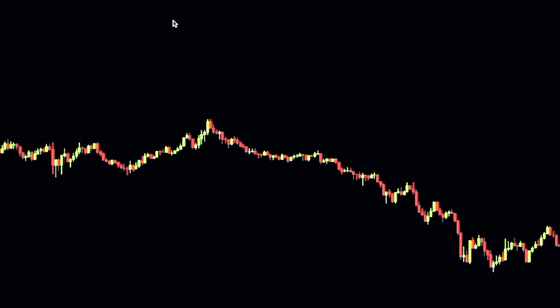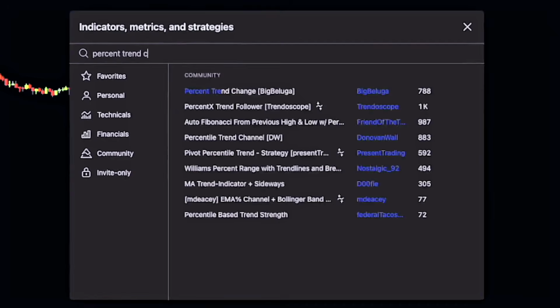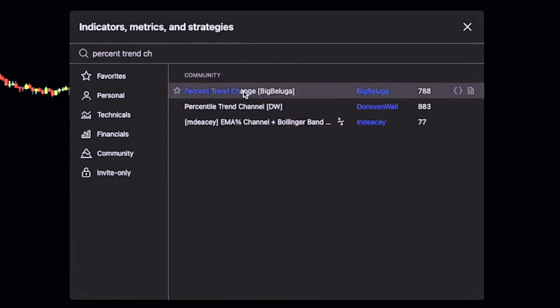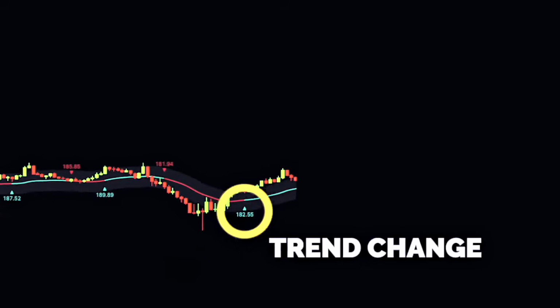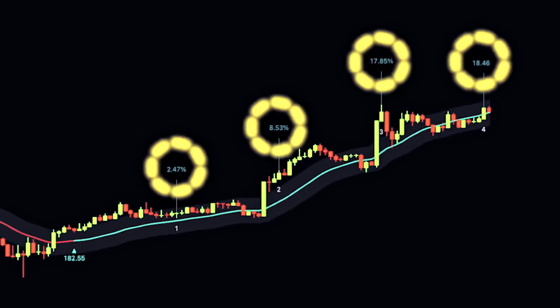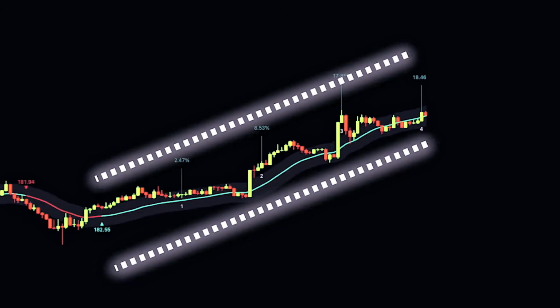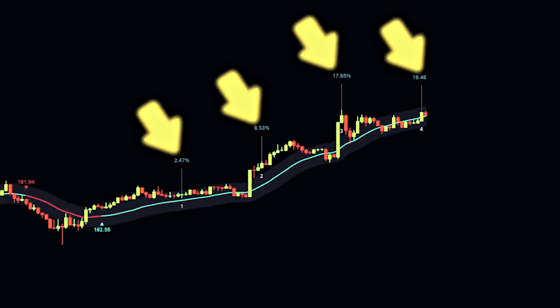Head over to Indicators and type in percent trend change. Using John A's ultimate smoother filter, this tool adds a new level of precision to detecting trend shifts, giving you the ability to spot reversals and ride momentum with confidence. What makes it stand out is how it shows percentage changes in real time. You can literally watch the strength and durability of a trend unfold before your eyes.